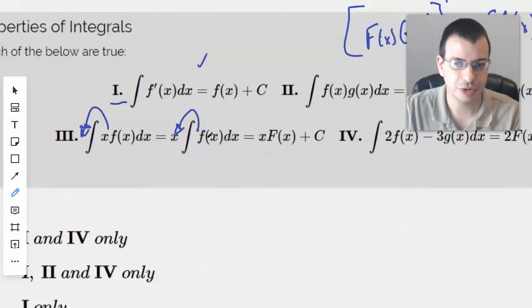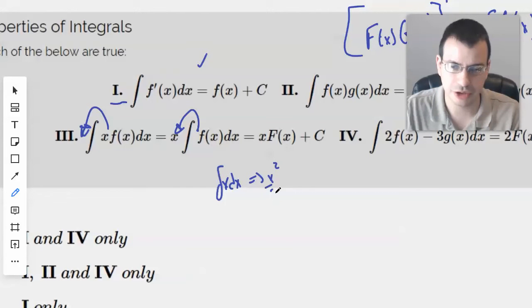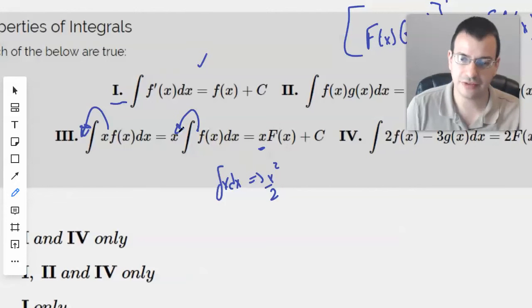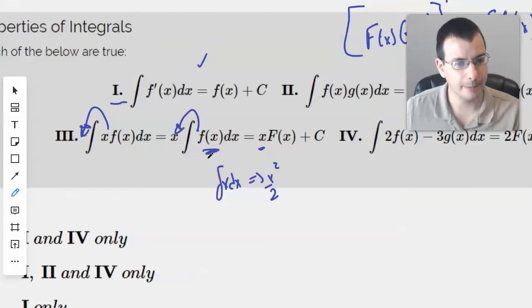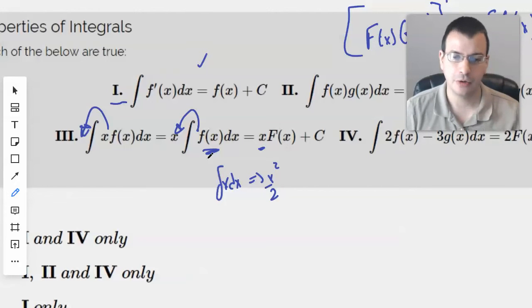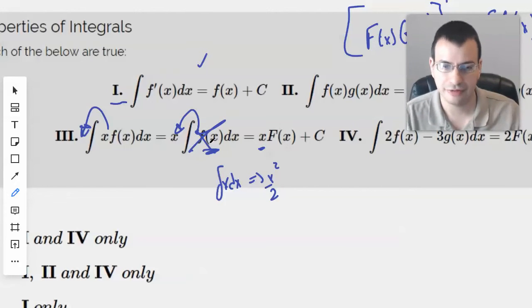Nope, because for starters, when you take the integral of x dx, you get x squared over 2, and there's no squared here. There's no over 2, and even then you'd have to take the x and incorporate it with the f of x. So, nope, not true. That does not work in life.